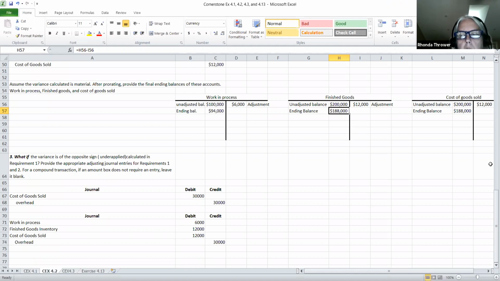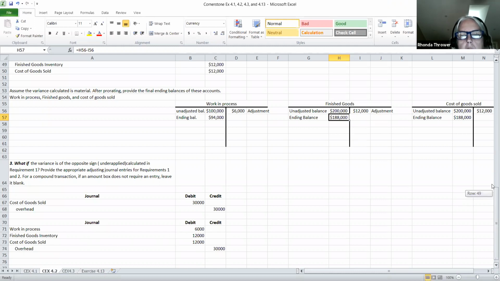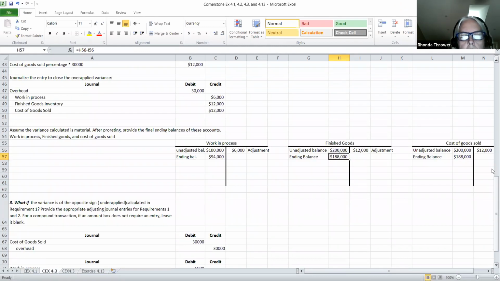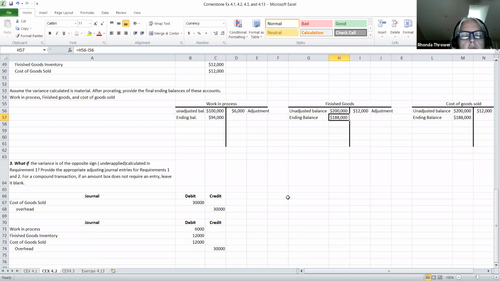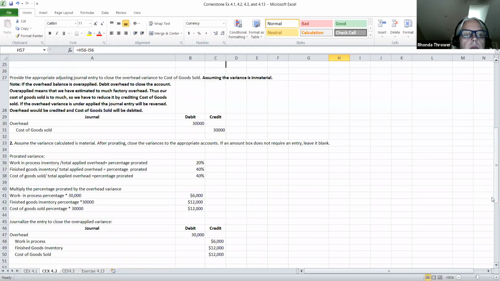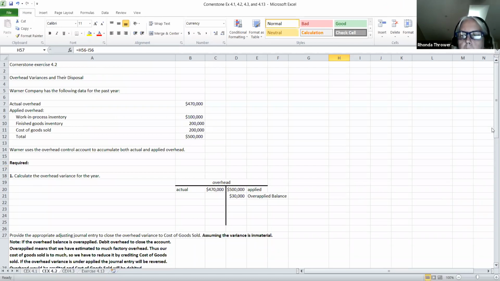We have to find that prorated percentage first, and those percentages were the same as they were before. The only difference is this is underapplied this time. So we are debiting the accounts and crediting the overhead account to get rid of it. And so that's the way that we would handle overhead variances and disposing of these variances.